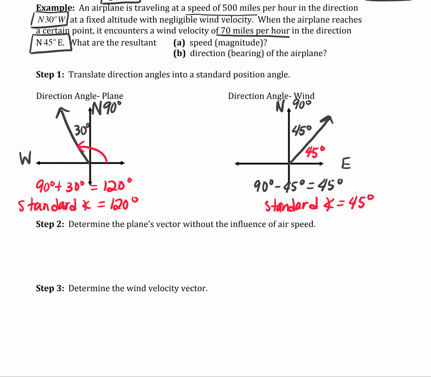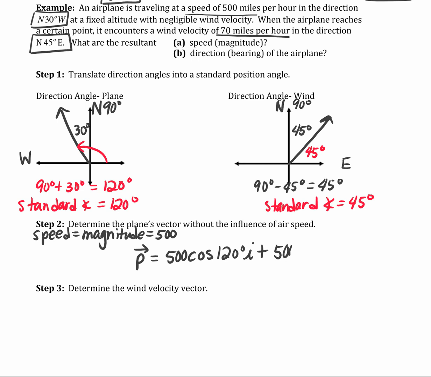And then we want to determine a vector for each of those. So our speed is equal to our magnitude, which is the 500. So I'm going to call the plane P. It doesn't really matter what letter you use for these. You could use A for airplane. P will be 500 cosine 120 i plus 500 sine 120 j.